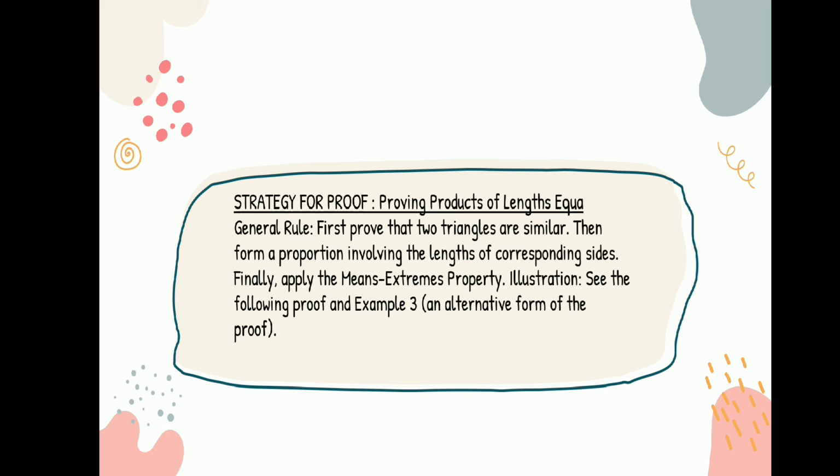And then here we get the strategy for proving products of lengths equal. General rule. First, prove that two triangles are similar, and then form a proportion involving the lengths of corresponding sides. Finally, apply the means-extremes property. Illustration. See the following proof and example 3. An alternative form of the proof.